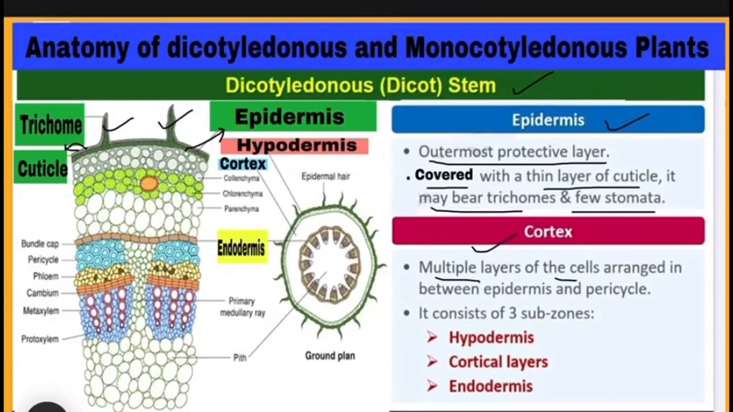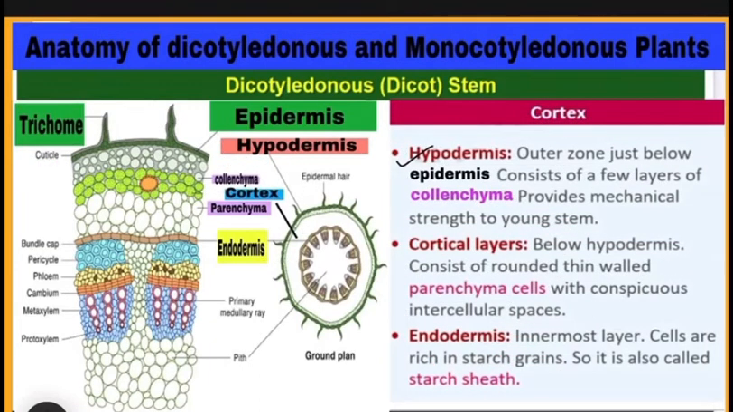Next, after epidermis, then cortex region. Multiple layers of cells arranged in between epidermis and pericycle. एपिडर्मिस और पेरिसाइकिल के बीच में बहुत सी लेयर सेल्स की प्रेजेंट होती हैं. They come under cortex. It consists of 3 subzones. Number 1 hypodermis, number 2 cortical layers, and number 3 endodermis. This outer layer is called as hypodermis, which is present just inside the epidermis. Then this region is cortex, and then this is endodermis. Clear? So these are the 3 subzones of the cortex region.